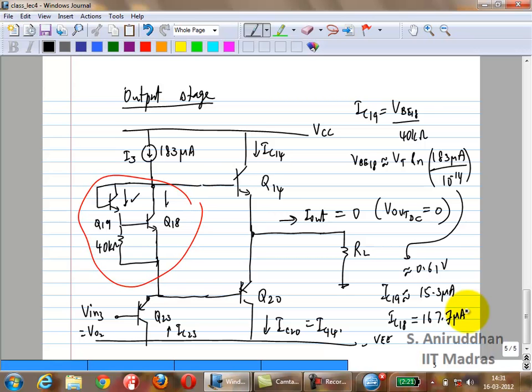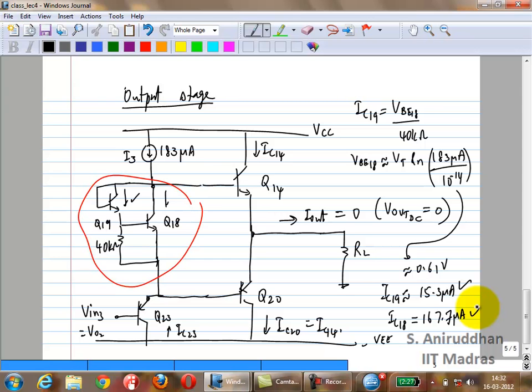Yeah, use 163 to find VBE and then go back to the same cycle. What is it? Same means what? You're getting the same 15.3, which means this distribution of current is correct. So you have 15.3 in Q19 and 167.7 in Q18. Okay? So these two values are correct, so no more iteration is required.